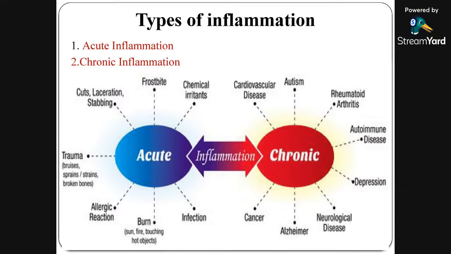Chronic inflammation is of longer duration. When acute inflammation becomes persistent, chronic inflammation is seen in chronic diseases. These are autism, rheumatoid arthritis, autoimmune diseases, depression, neurological diseases, Alzheimer's, cancer, and cardiovascular diseases.